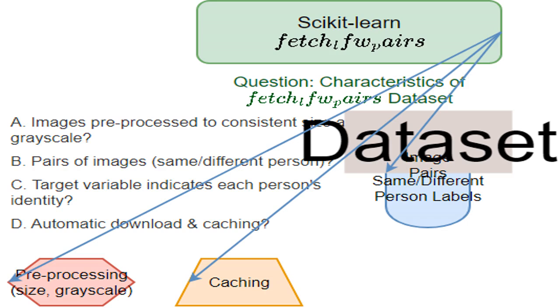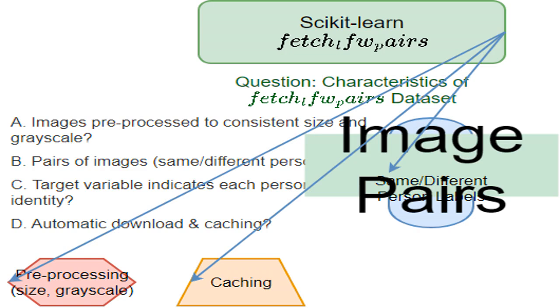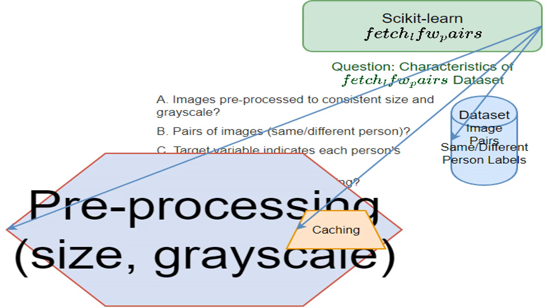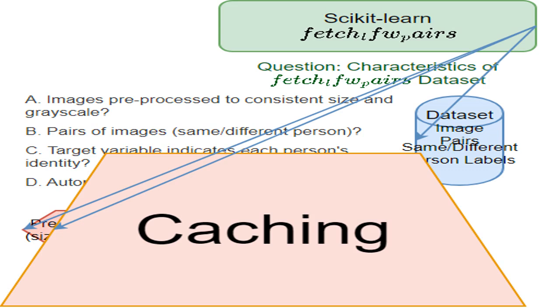The function gives you a dataset. Think of it as a big collection of stuff. Specifically, the dataset contains pairs of images, not single images. Each pair is labeled to show if both images are of the same person or different people. That's the key. The images are pre-processed. They're all the same size and in grayscale, making them easier to use. The function cleverly uses a cache, like a temporary storage area, to save the downloaded images so you don't have to download them every time you use the function.